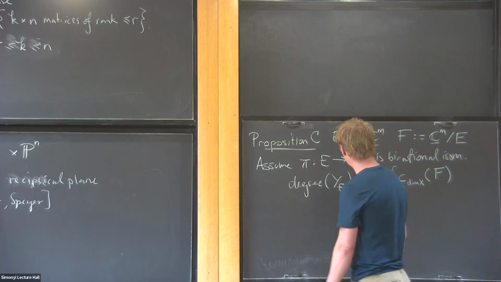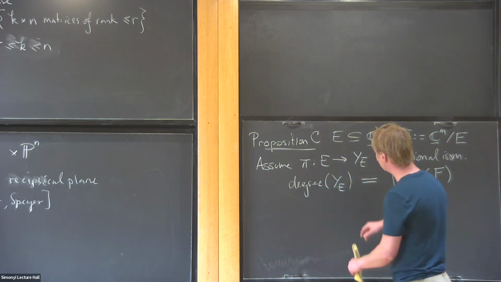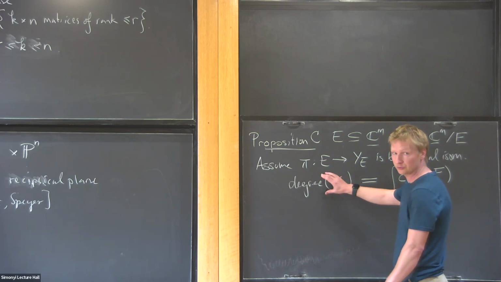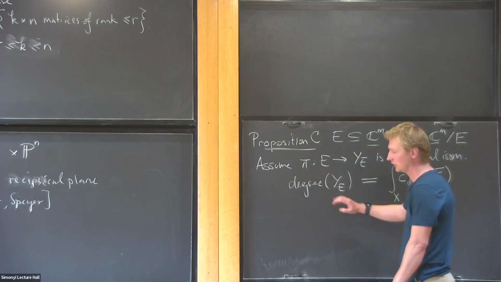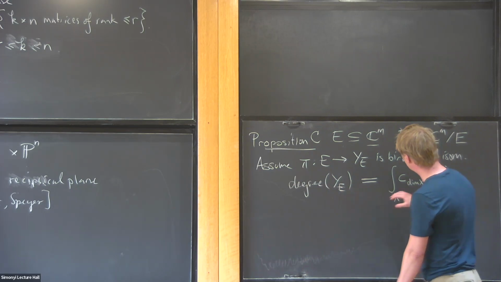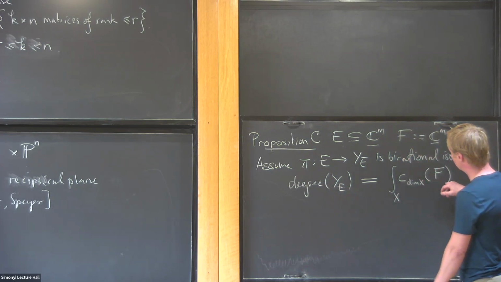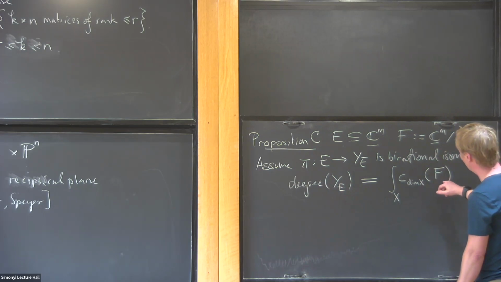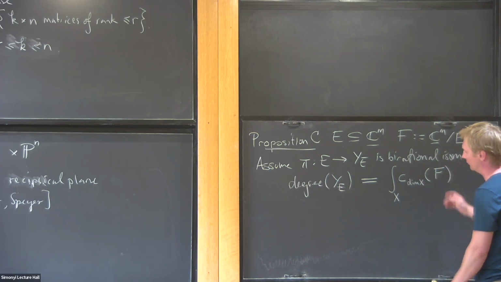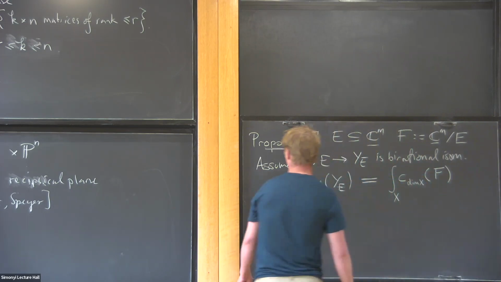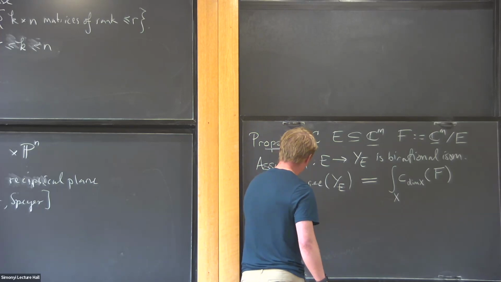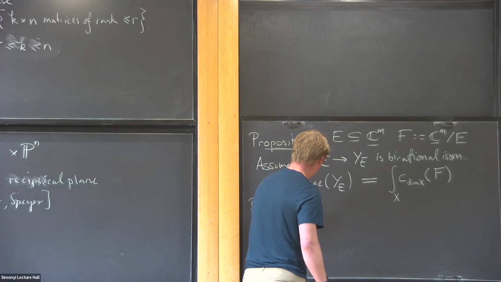So there's another. This I kind of think of as commutative algebra information, and this I think of as, well, seems like more information about the vector bundle. So there's another result, which I'll call proposition K.